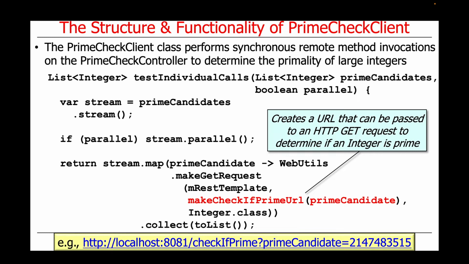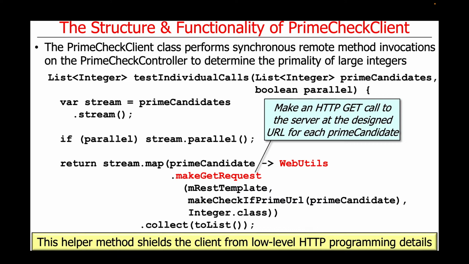It's called MakeCheckIfPrimeURL, and it basically takes in a prime candidate and gives back a URL that can be used to make a GET request to the server to determine whether an integer is prime, in this case, the prime candidate. At the bottom of the slide, I have an example of what such a URL might look like coming back from the MakeCheckIfPrimeURL factory method. It includes the address of the server and the port number it's listening on, an indication of what endpoint method to call, in this case, checkIfPrime, and then the prime candidate, which in this case is going to be a large random integer.